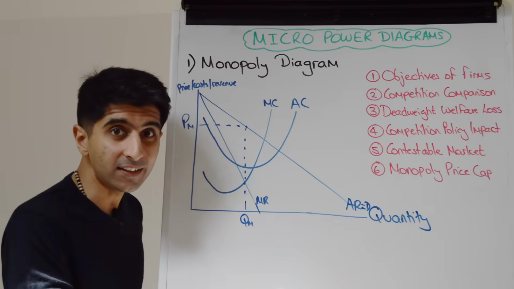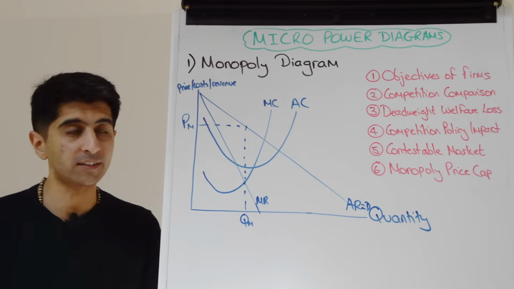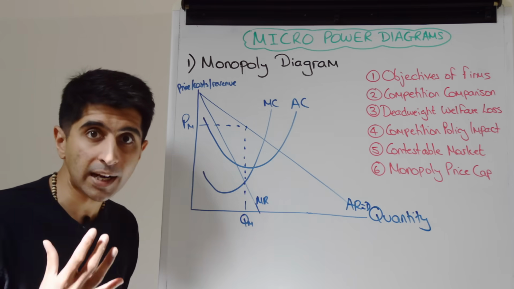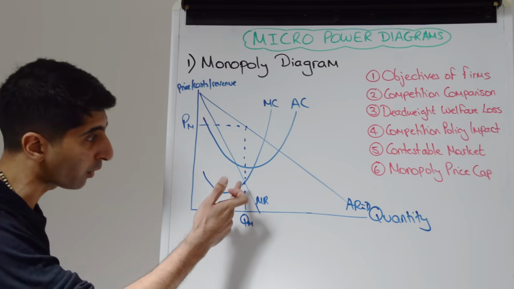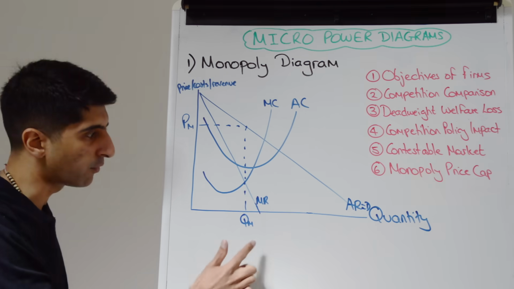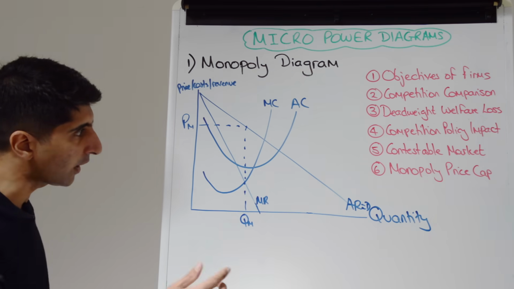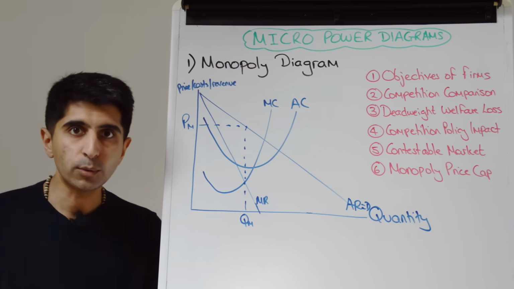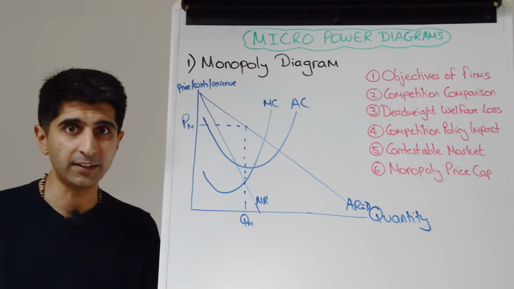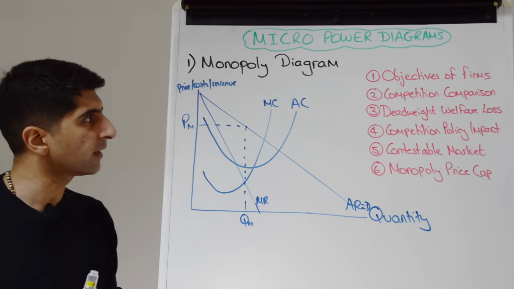We can show all of these things in red. That's how diverse this diagram is. We can show the objectives of firms as well. For example, profit max, MC equals MR, revenue max, MR is 0, sales maximization, AC equals AR, even profit satisficing. Very great to show the objectives of firms.